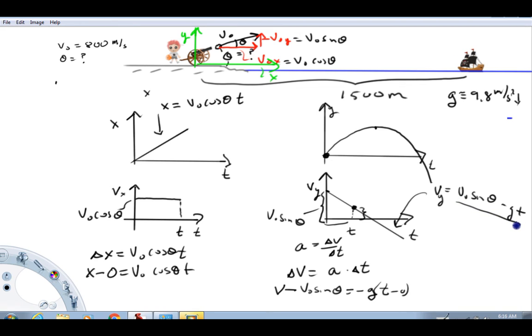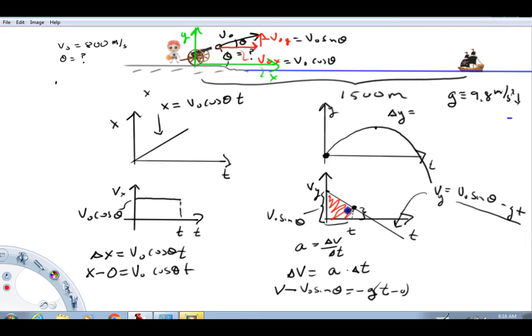Your change in position, in this case your delta y, is given by the area bound under your velocity curve, or I should probably say within your velocity curve. In this problem, I'm going to draw this in red, that's this area right here.